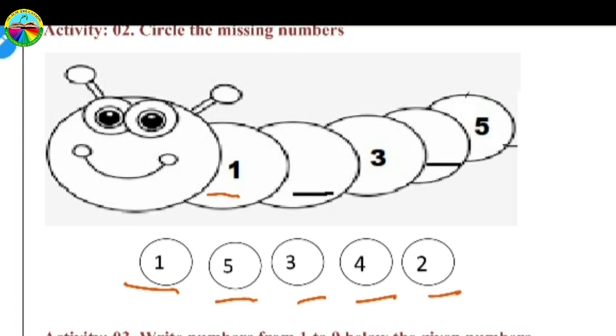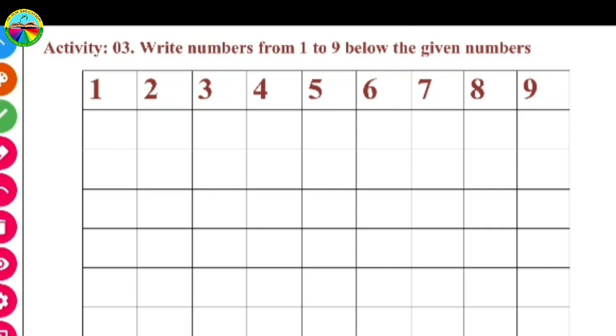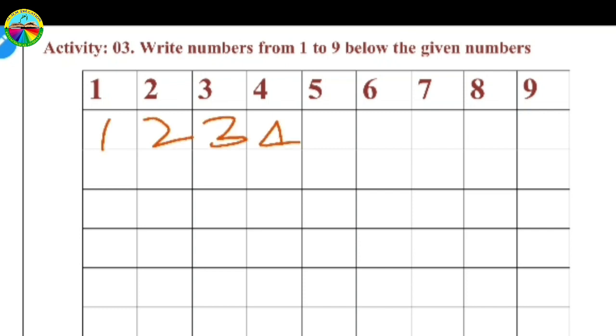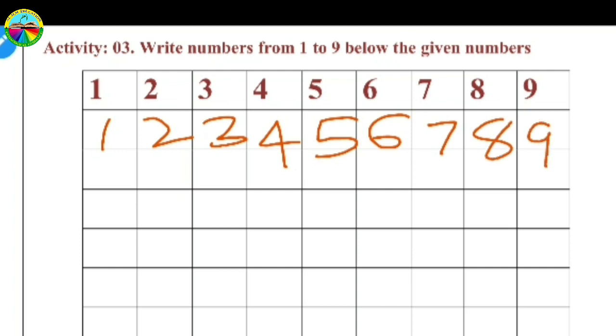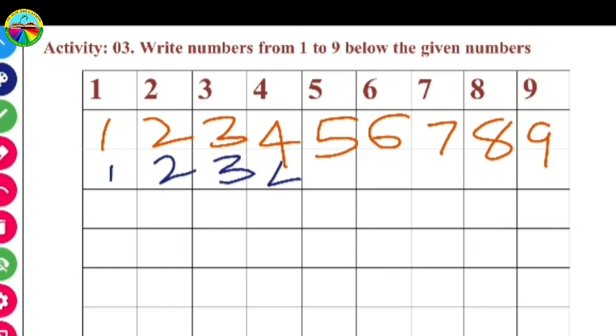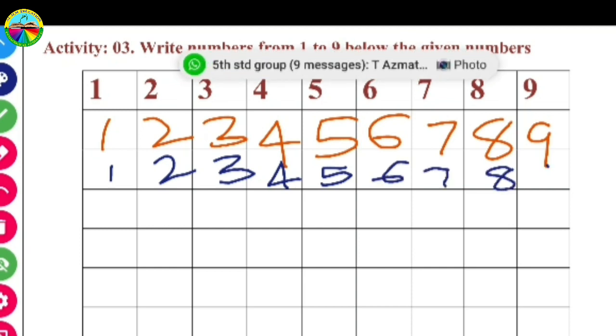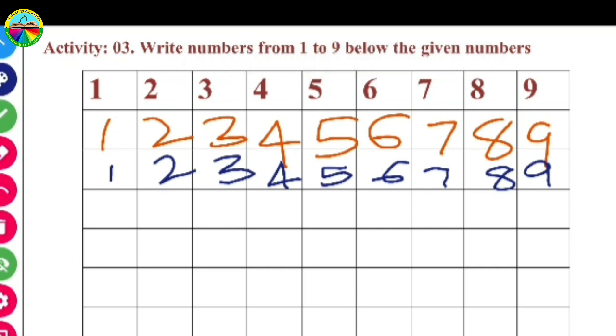Read it. 1, write here 2, 3, 4, 5. Come to this table. In this table numbers 1 to 9 are given. You have to write it here: 1, 2, 3, 4, 5, 6, 7, 8, 9. Like this. Write below also 1, 2, 3, 4, 5, 6, 7, 8, 9. Like this, finish the whole chart.